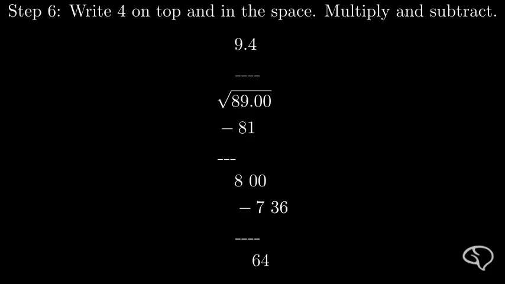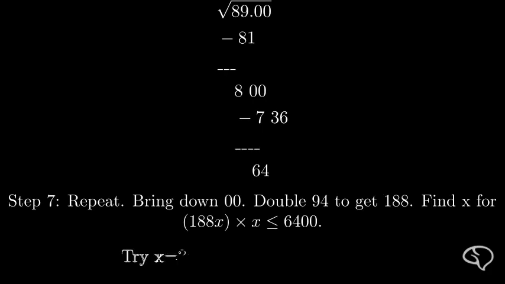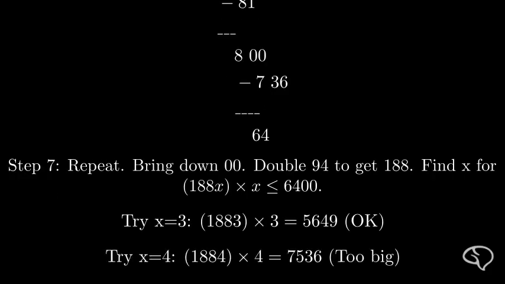Let's find one more decimal place. Bring down another pair of zeros. Double the number on top, 94, to get 188. We need to find a digit, x, such that 188x times x is less than or equal to 6,400. After some calculation, we find that 3 works.